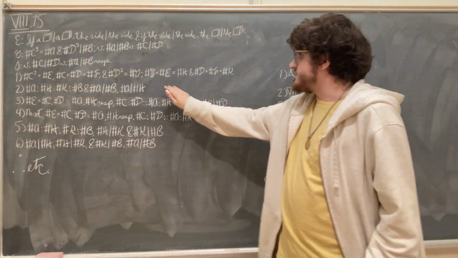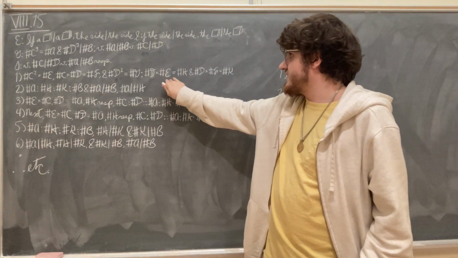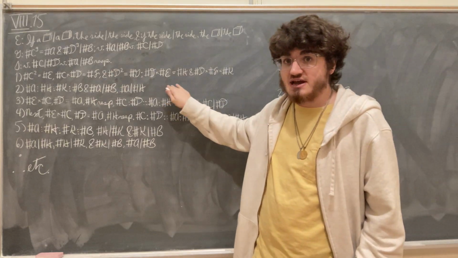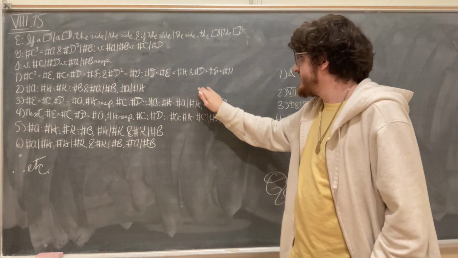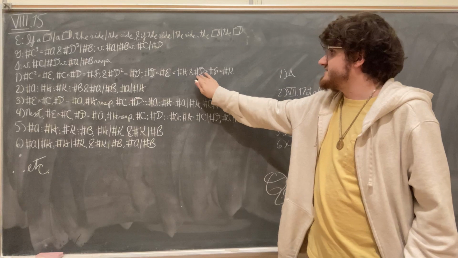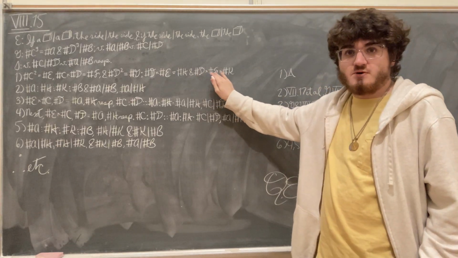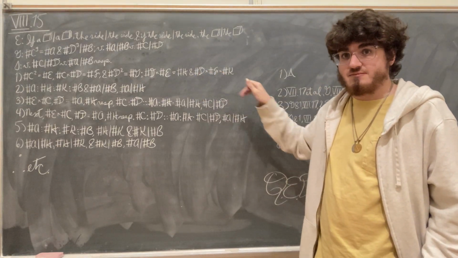Next, we're going to take the product of d and e, call that h. So d times e makes h. And we're also going to take the product of d and f. This will be the number k. So d times f makes k.